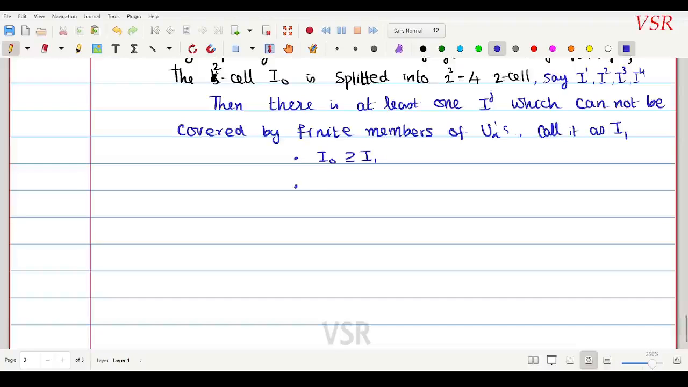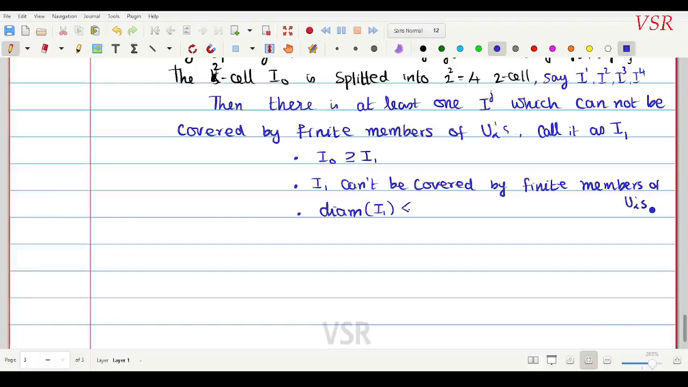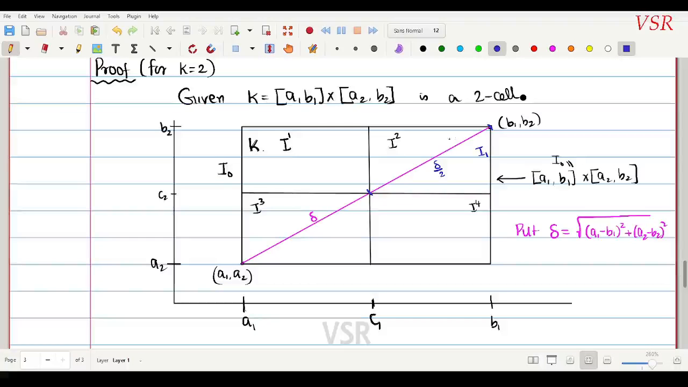And number 2, this I1 cannot be covered by finite members of u alphas. And number 3, I can write the diameter of this I1 is equal to delta by 2. அப்படினா இதுக்கு என்ன அர்த்தம், I1 ல நீங்க எந்த ரெண்டு புள்ளி எடுத்தாலும் இந்த தூரம் வந்து இந்த delta by 2 விட கம்மியாக இருக்கும்.